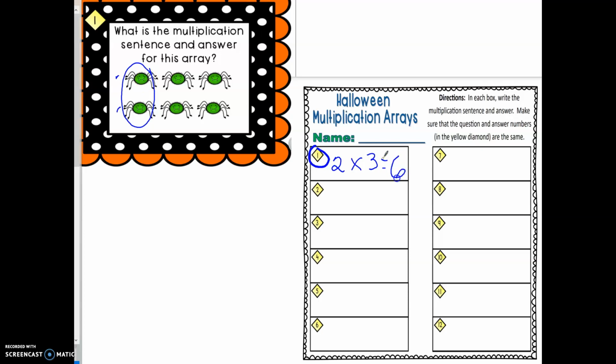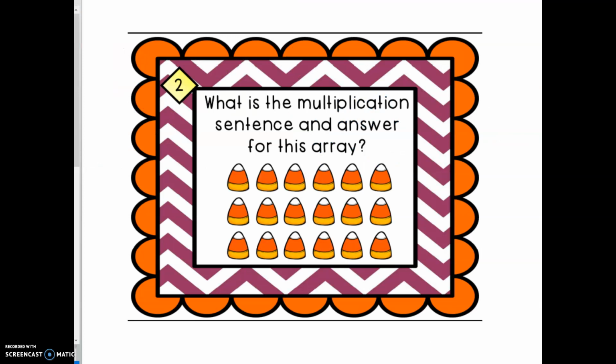So the array for that first card is showing me that the number model or the number sentence is 2 times 3 and the answer is 6. That's how you do it. Pretty simple. So I'm going to go ahead and read through each of the cards. You can pause at each card, do the work on your paper, and then move on to the next one.